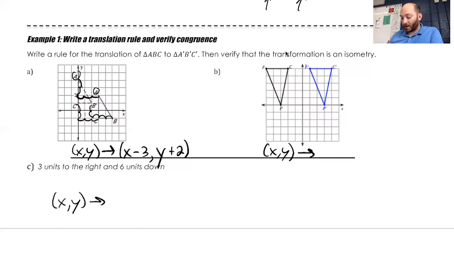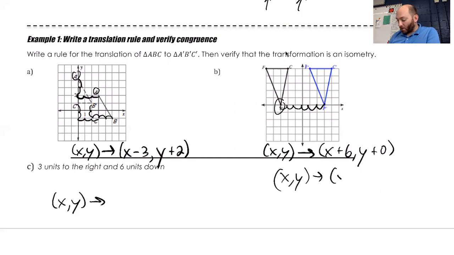Okay, part B. Again, just focus on one letter. So if I look at P here, it's going to go 1, 2, 3, 4, 5, 6 to the right. So since it's moving 6 to the right, I'm going to add 6 to the X coordinate. When I look at the Y direction, it's not moving. It's not going up or down. So I can either write it as Y plus 0 if I want to just stay consistent with the plus minus idea, or I could just write X plus 6 and then just leave it as Y. Okay? So I can do either one. They're both accurate. It's just whatever you prefer.